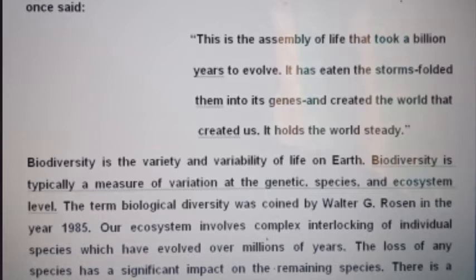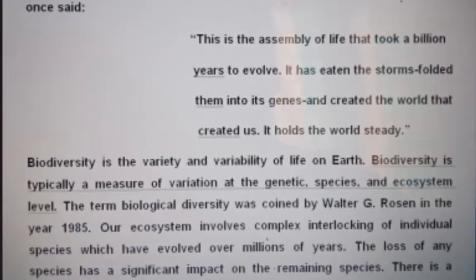Biodiversity is the variety and variability of life on Earth. Biodiversity is typically a measure of variation at the genetic, species, and ecosystem level. The term biological diversity was coined by Walter J. Rosen in the year 1985.